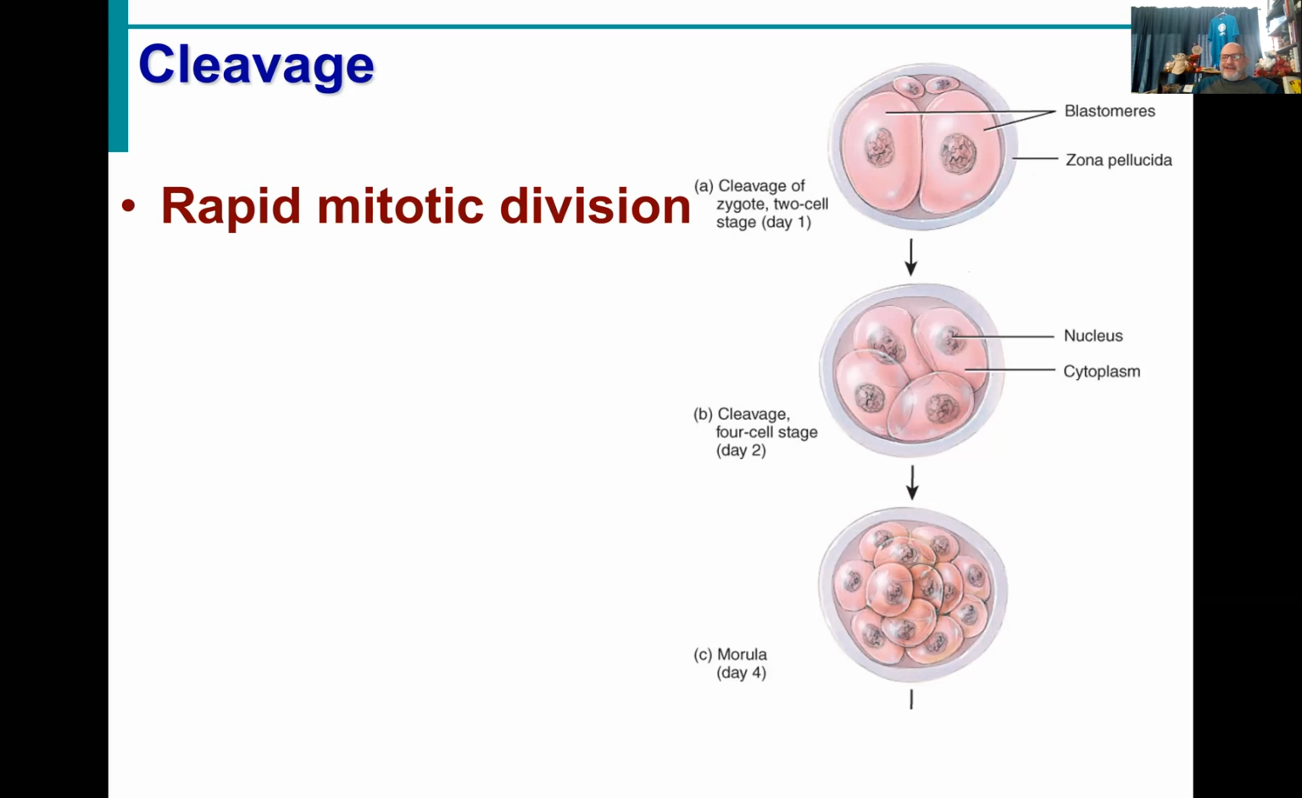Yes, a chicken egg is a single cell, one cell. In fact, an ostrich egg is a single cell. In fact, I believe it's the largest single cell on the planet.